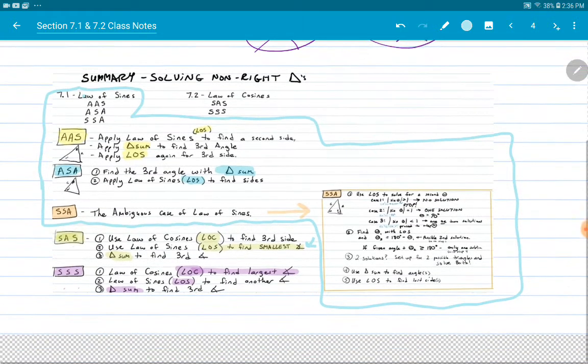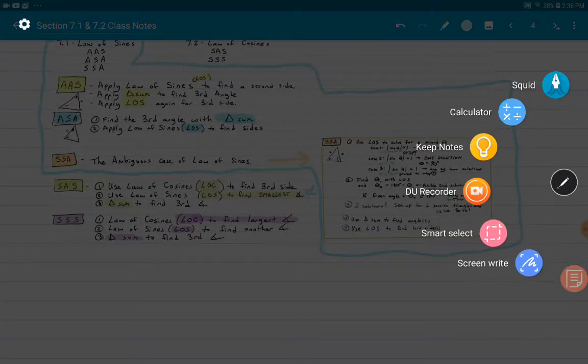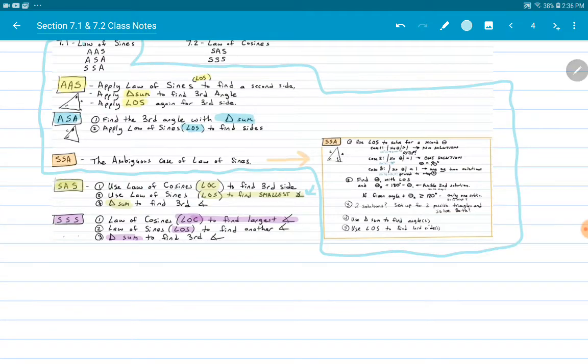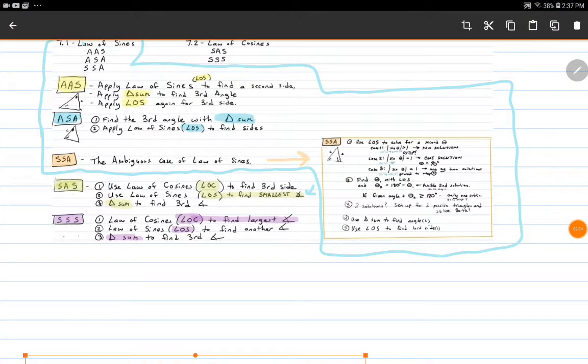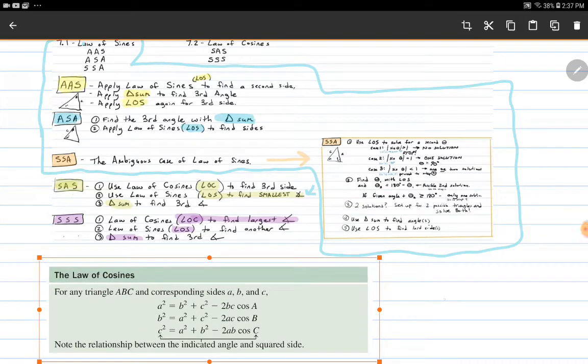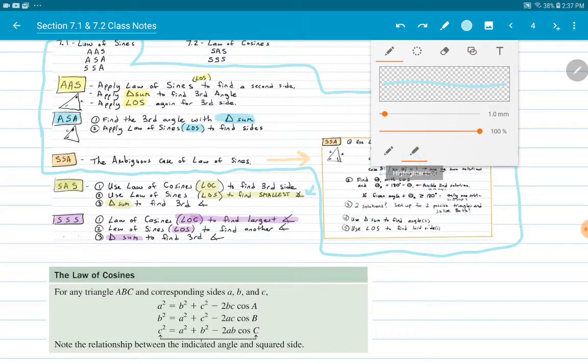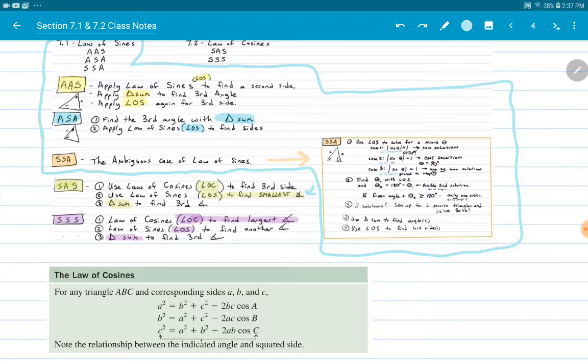So our first case. Our law of cosines looks like this. And you can see there are three forms of it so that we can solve for either side A, or side B, or side C.